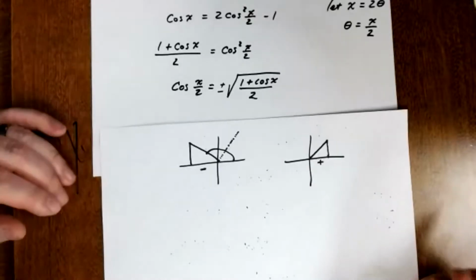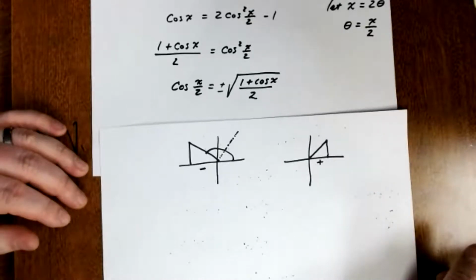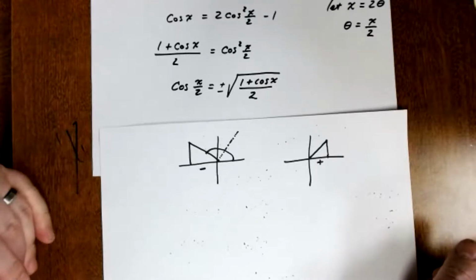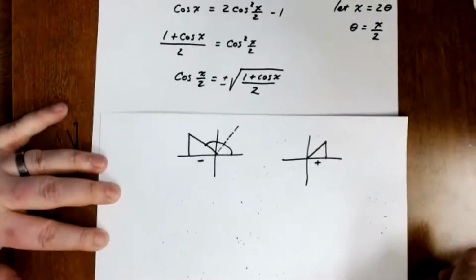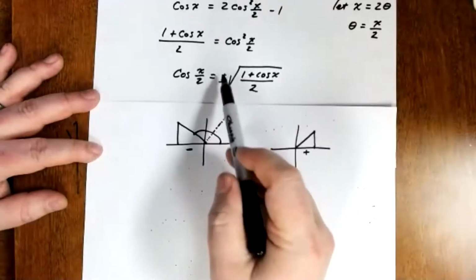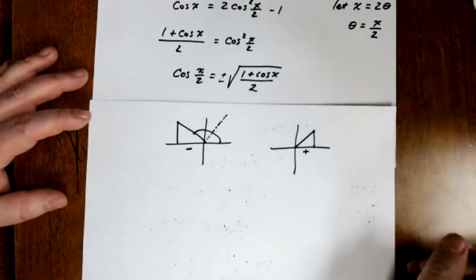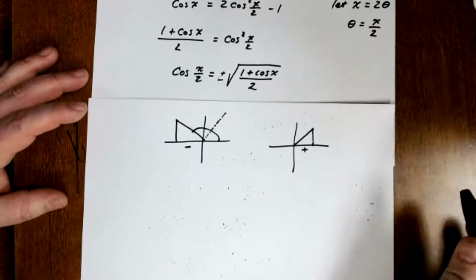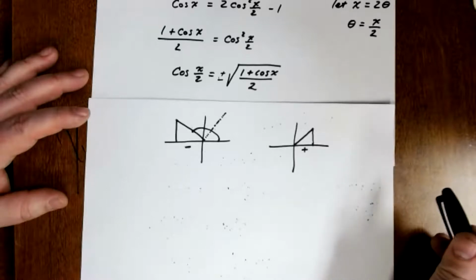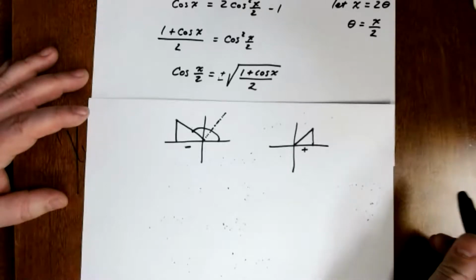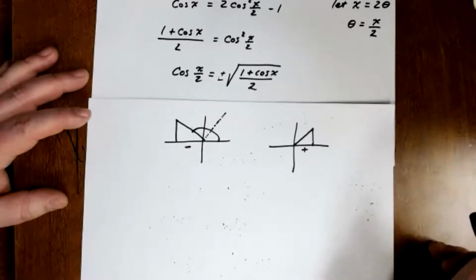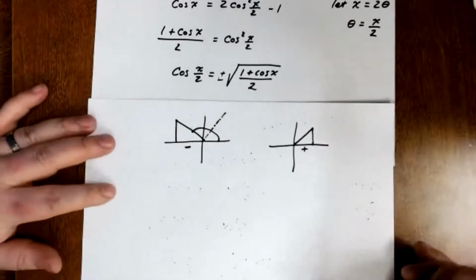Let me ask you this question. Where would the angle have to be in order for the cosine of the half angle to be negative? What quadrant would produce a negative sign right here? That's right, Karen. It would have to be in the third or the fourth quadrant.